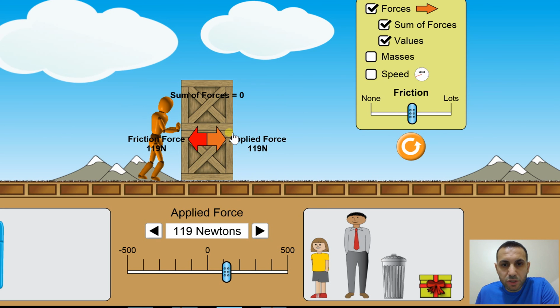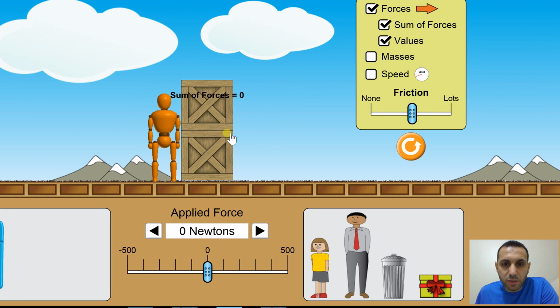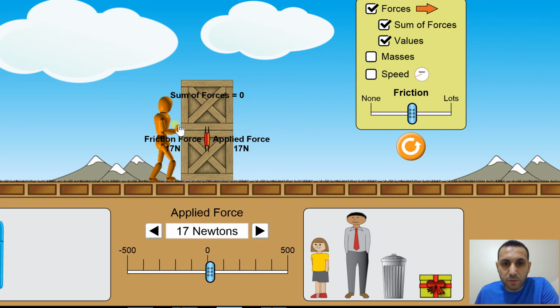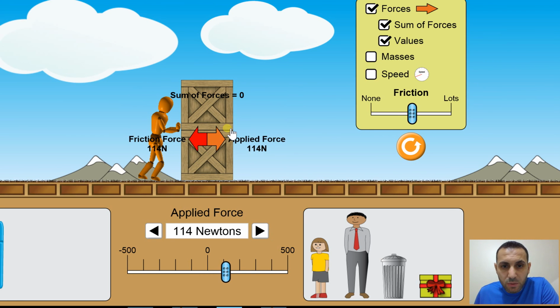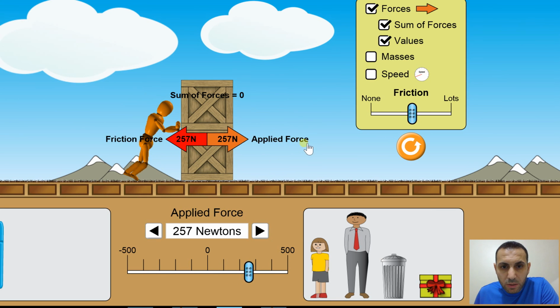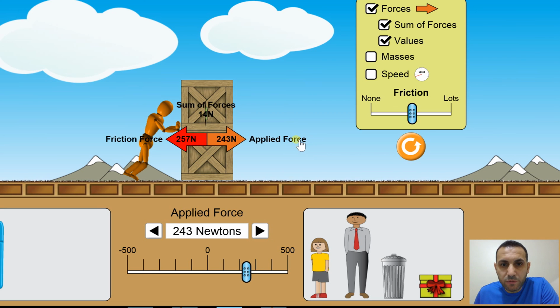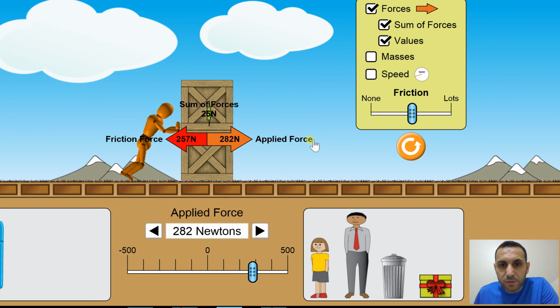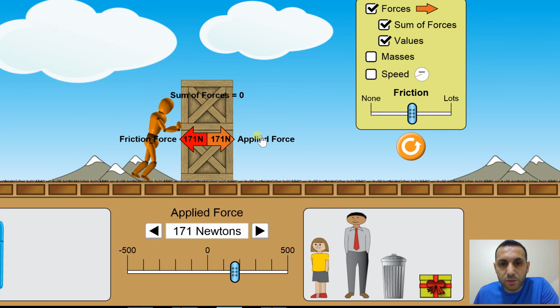Remember that the coefficient of friction, or the type of surface, is the same as before. We needed 125 Newton force to move the box, or the maximum static friction was 125. Let's see how much it will be here. It will be 257. So the force of friction increases when the normal force increases.